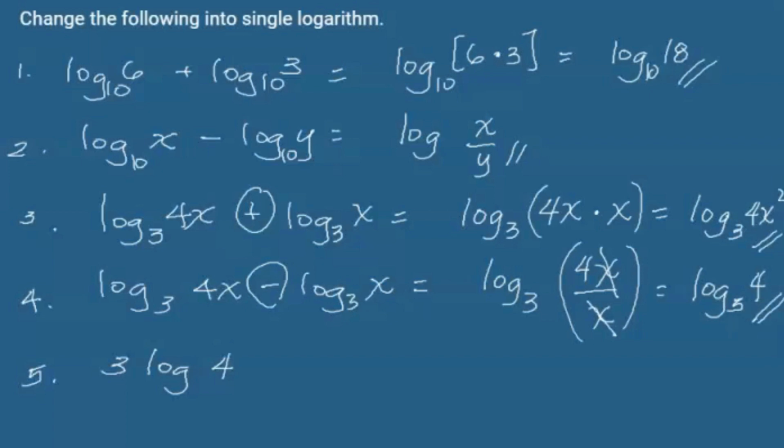That's number 4. Now for number 5, 3 times the logarithm of 4. So this follows the power law. So it means logarithm of 4, and this 3 will be the exponent or index. So logarithm of 4 cube. And what is 4 cube? 4 cube is 64. So it's the logarithm of 64.